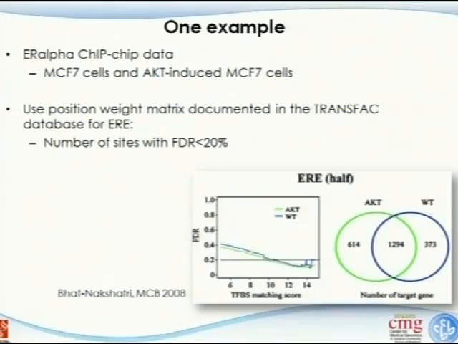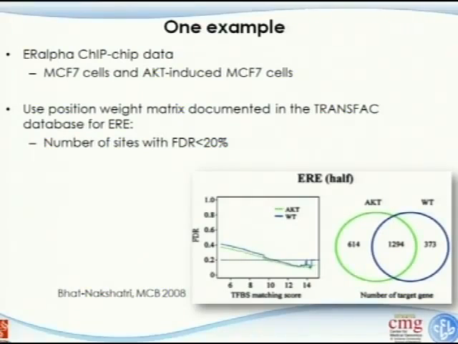Now we did ChIP to identify the regions, but this motif finding part really is not affected by which technology you used. We used position weight matrix documented in TransFact database to search for the ERE. ERE is the binding site of estrogen receptor alpha, so we do have the position weight matrix there, and the number of sites with FDR less than 20%. You can see that I'm adjusting the matching score cutoff here. Once I increase this cutoff score, the FDR really dropped.